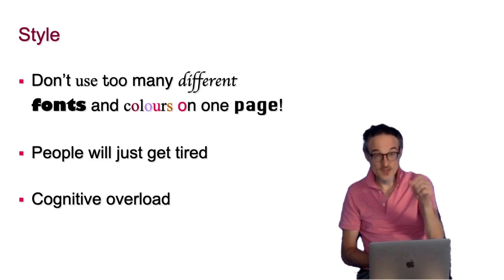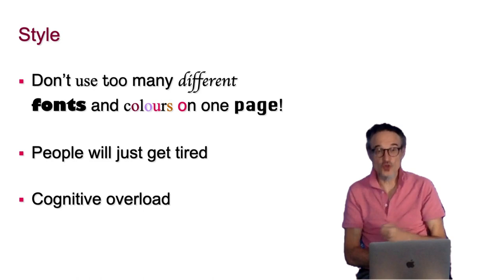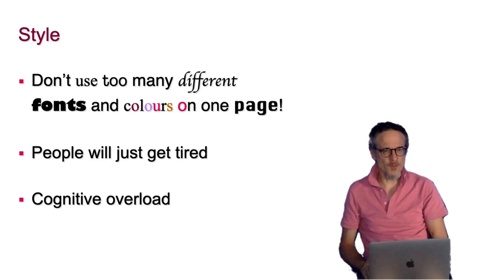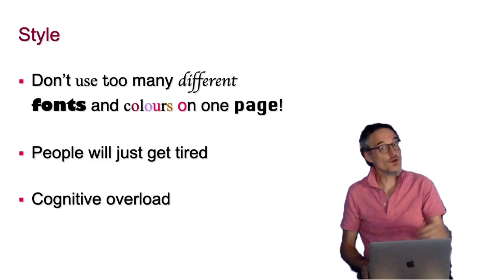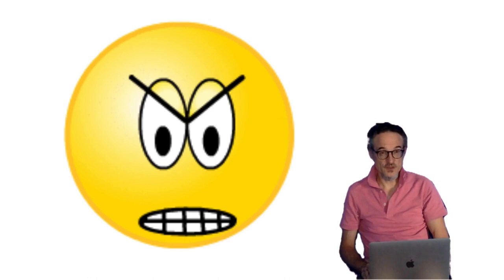And then when we get to colours, your brain needs to recalibrate for each colour. So it's a huge load on your brain. Your brain needs to work really hard to be able to read this. So just don't do this. Just choose one font. Use the same font for the whole of your presentation. This is what cognitive overload is. And you don't want people's brains to explode.